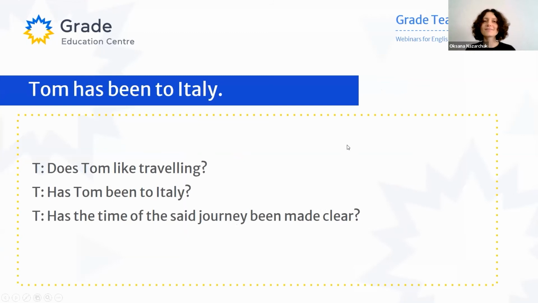Now let's see some more examples. Some of these examples are good ones, some of these are not. So you have here this sentence. Tom has been to Italy. And again, we imagine that our students have read the text or have listened to a text, so they know who Tom is, they know about his journeys around the world. So now it's only a marker sentence from this text. Tom has been to Italy.